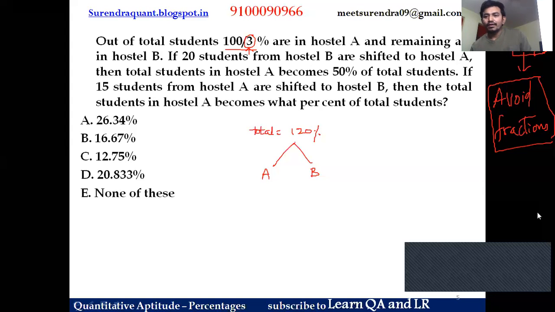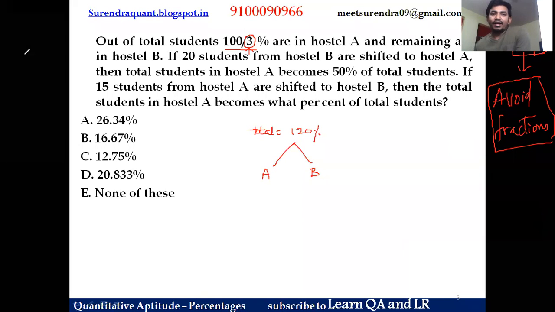Now what percent of the students are in hostel A? 100/3% are in hostel A. We discussed very clearly that 100 by 3% is 1/3, the fraction equivalent. So what is 1/3 of 120? 40% of students are in hostel A. The remaining 80% are in hostel B.